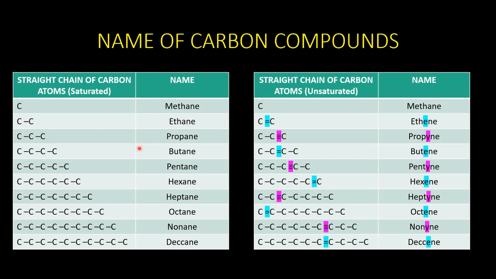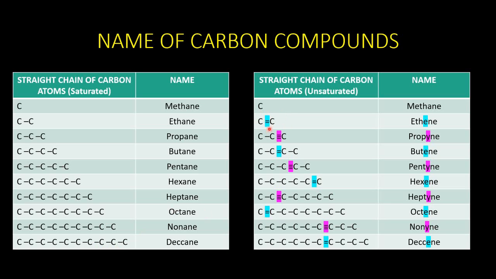If there are three, it becomes prop, PROP, and ANE again denotes the saturated carbon chain. And if it is 4 carbon, it is but, BUTANE. 5 carbon pent, 6 carbon hex, 7 carbon hept, 8 carbon oct, 9 carbon non, and 10 carbon dec. So this is important. Depending on the number of carbon atoms, the name changes.